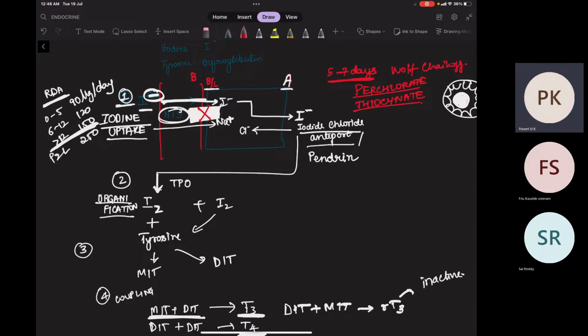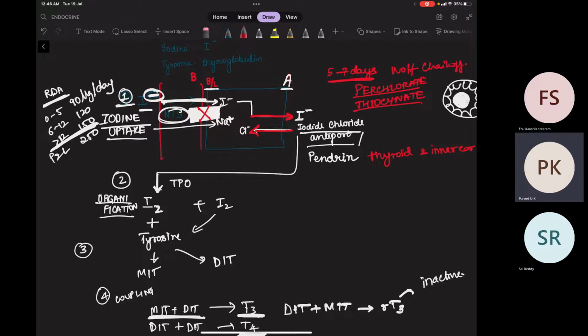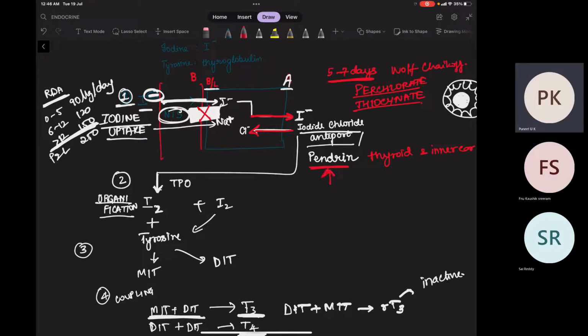Now the next step. Since he already told, this is the iodine and chloride antiporter, which is also called pendrin. This is present in the thyroid, and I'll tell you why that's important, it's also present in the inner ear and kidney. Sensorineural hearing loss you'll get, no? So if there is a mutation to this particular channel, the patient will have goiter along with sensorineural hearing loss. This is called Pendred syndrome.